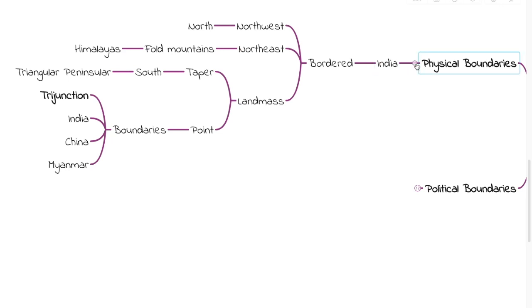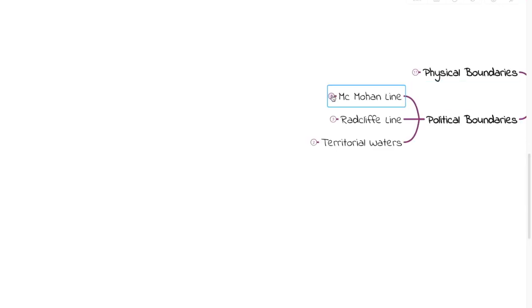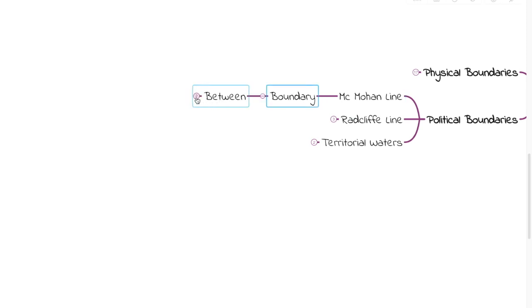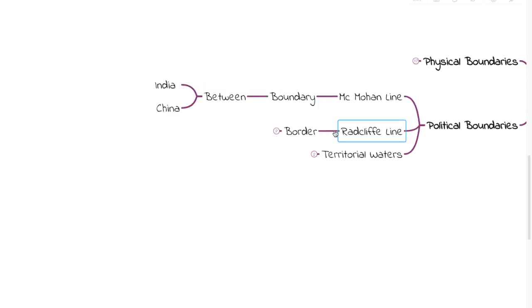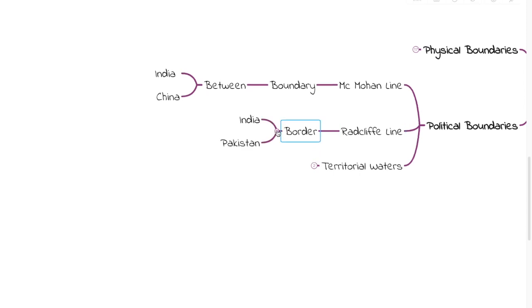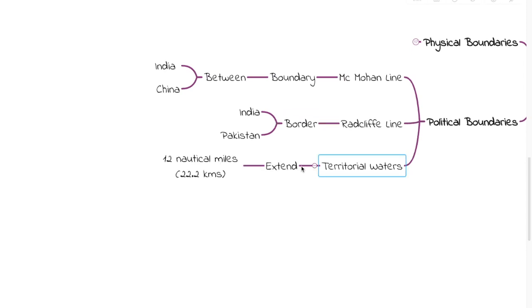Let's talk about the political boundaries now. McMahon Line forms the boundary between India and China. Redcliffe Line became the border between India and Pakistan on the 17th of August 1947. What about the territorial waters? It extends to 12 nautical miles, which is about 22.2 kilometers.